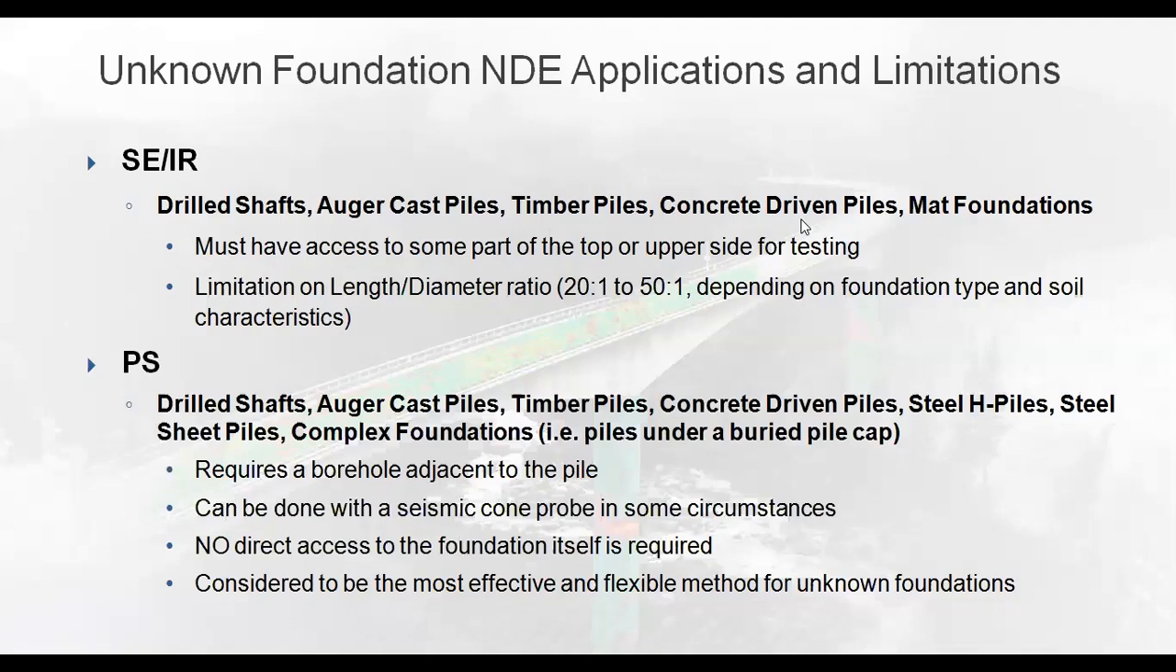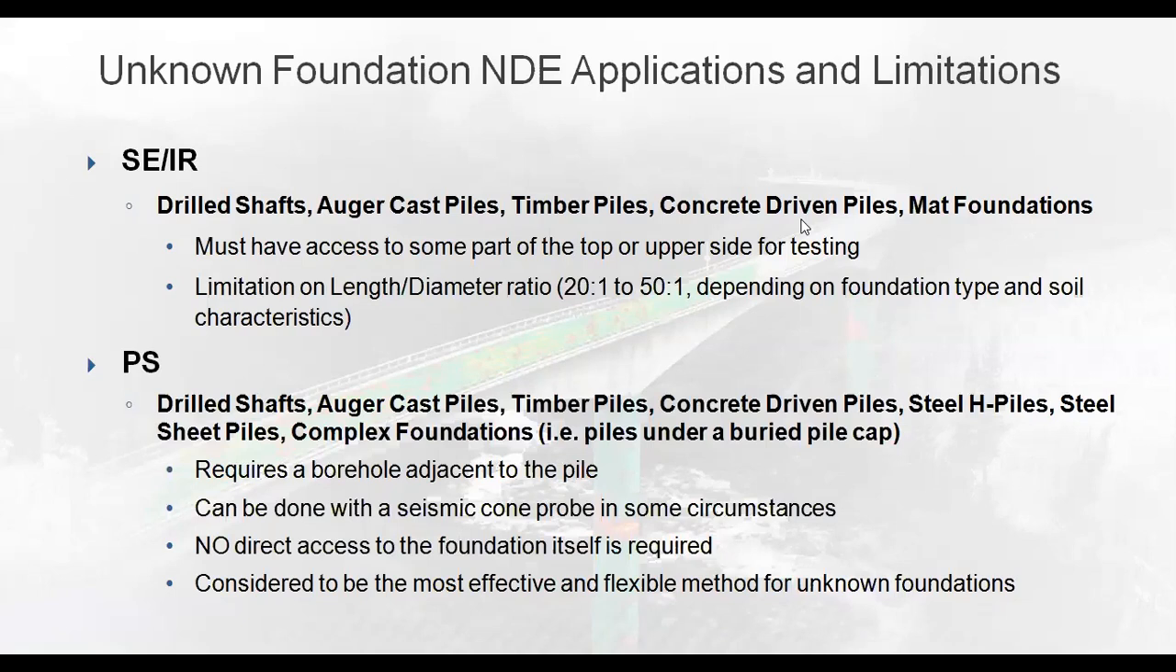There's also a limitation with the echo testing method on the length to diameter ratio. It's best on shorter, fatter foundations. For driven piles, you can often get away with higher ratios because they have very smooth sides and are very even. On drilled shafts, it's usually not quite out to the 50-to-1. For auger cast piles, you're lucky to often get 20-to-1, just because they tend to be very uneven as you go down the shaft.